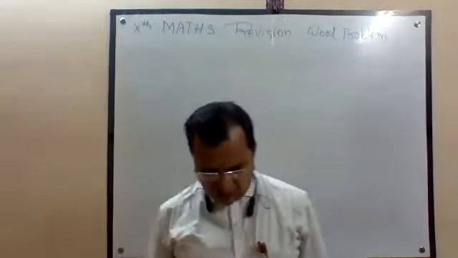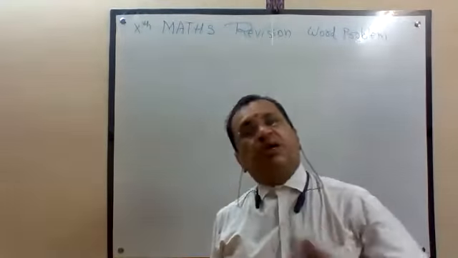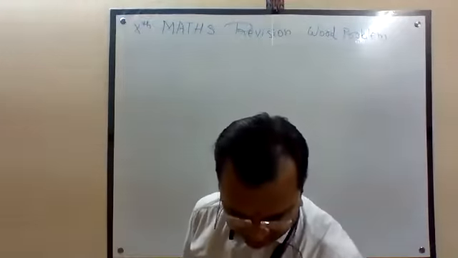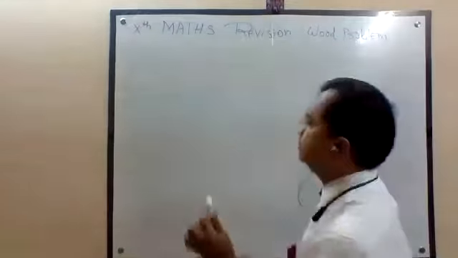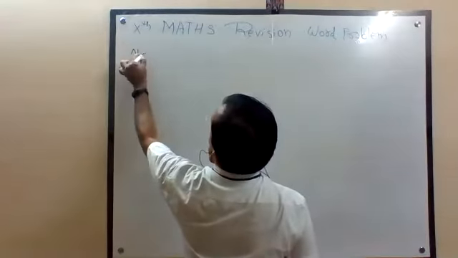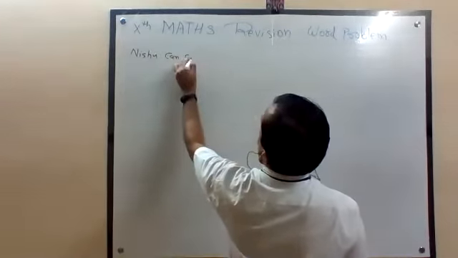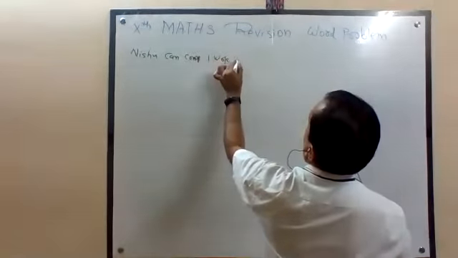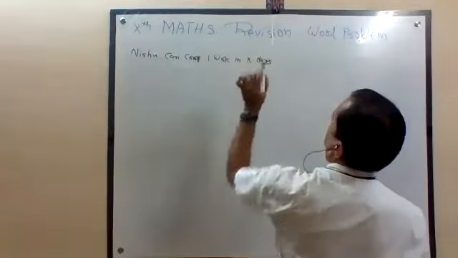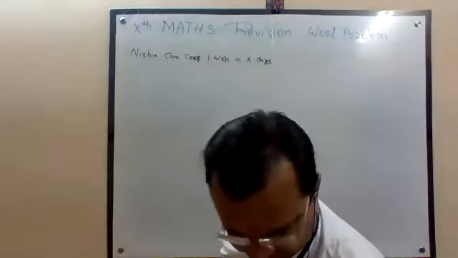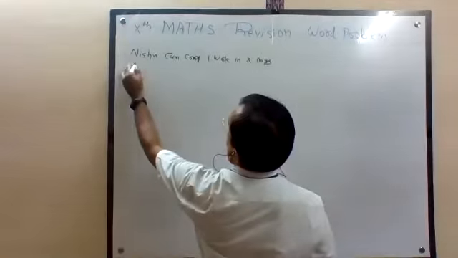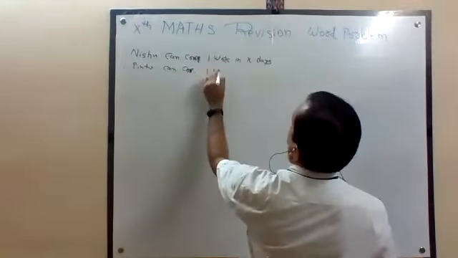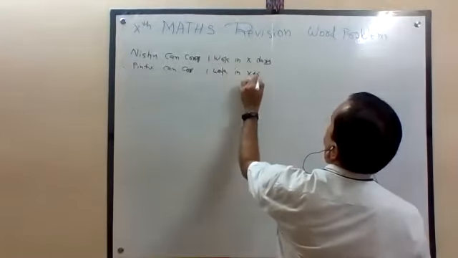Pintu takes 6 days more than Nishu. Compared to whom it is given, always you have to consider. Compared to whom it is given: Nishu. Nishu can complete one work in x days. Pintu takes 6 days more. Therefore, Pintu can complete one work in x plus 6 days.